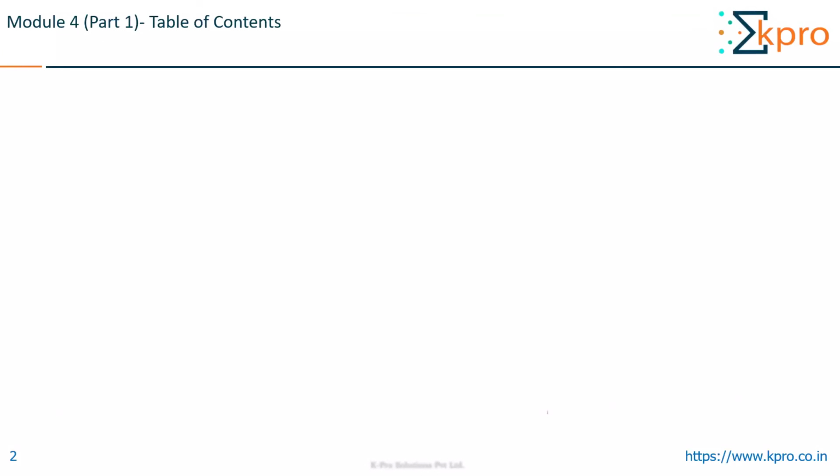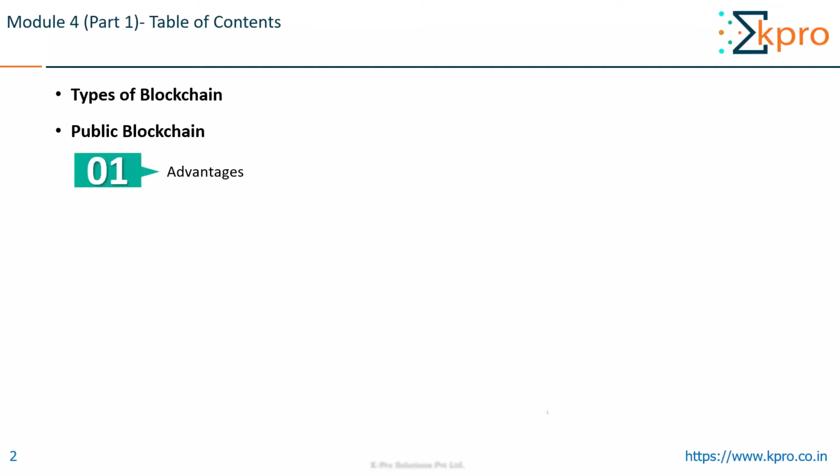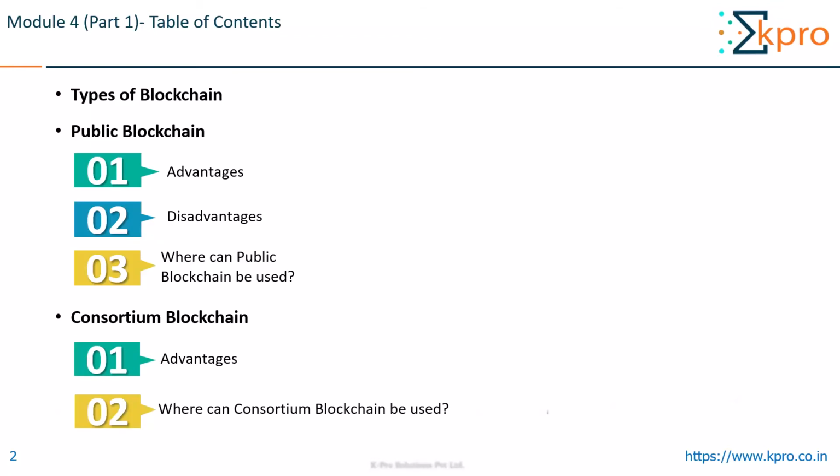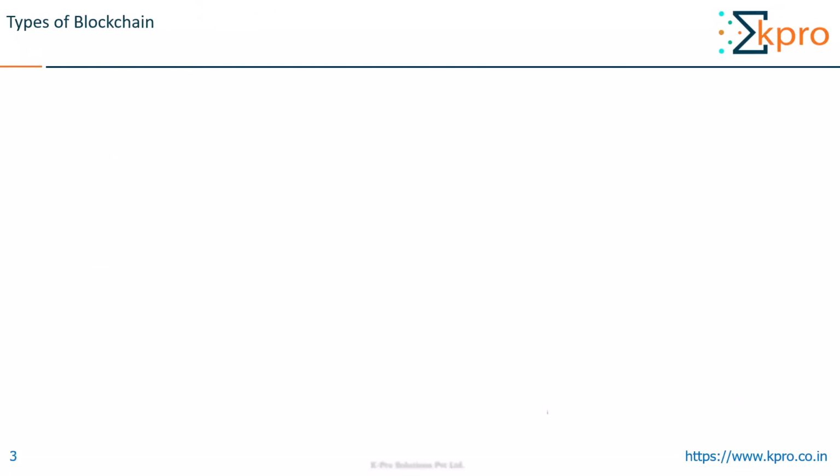So I have divided this topic, that is types of blockchain, into two parts. And the topics we'll be covering in this video are: what are the different types of blockchain available? What is the public blockchain? Its advantages, its disadvantages. Where can public blockchain be used? And what is consortium blockchain? Its advantages, and where can consortium blockchain be used? So let us start with what are the different types of blockchains currently available.